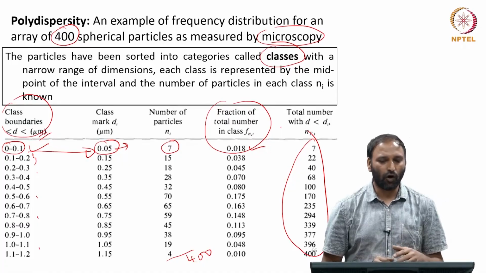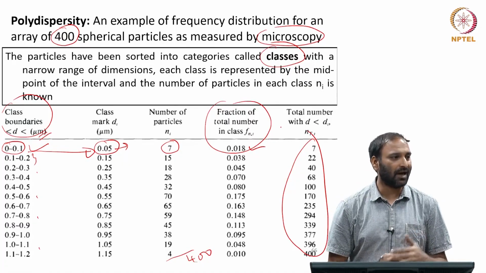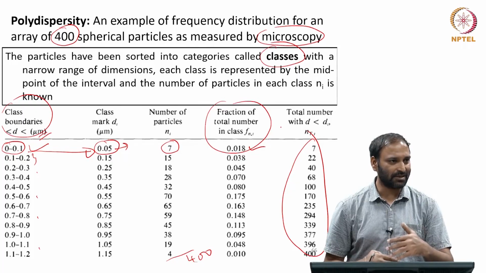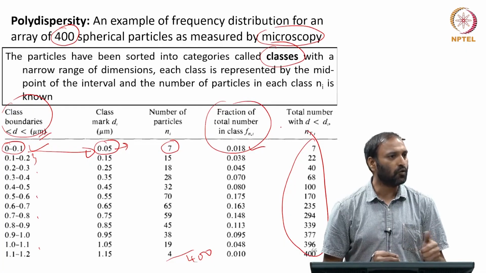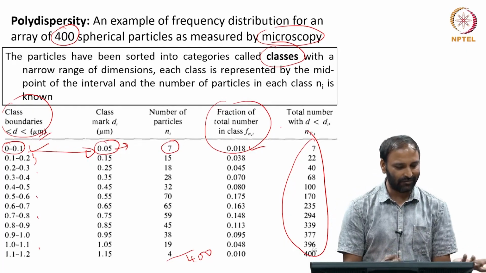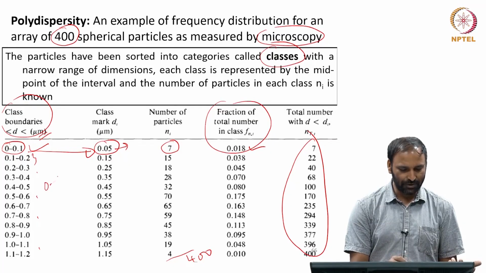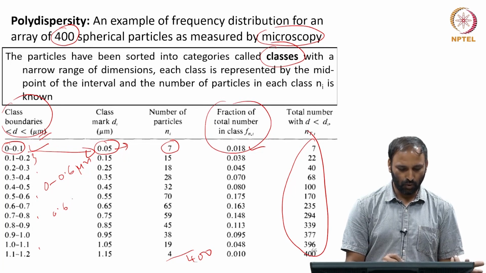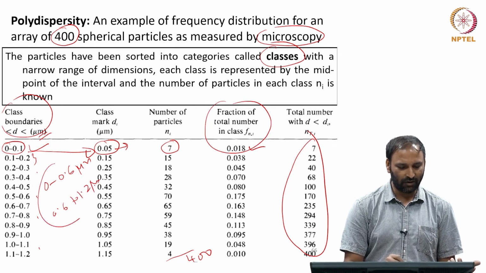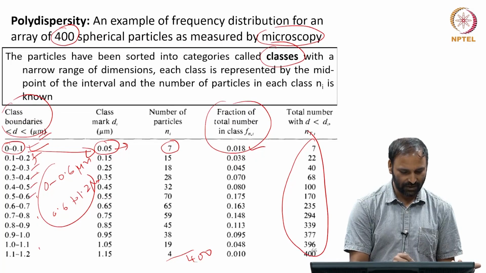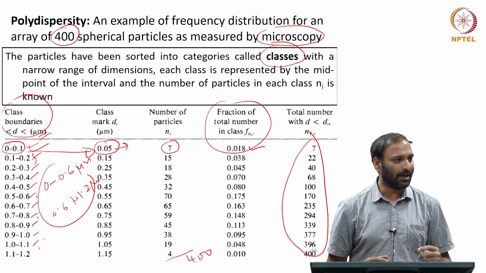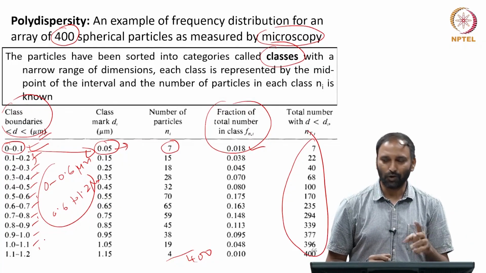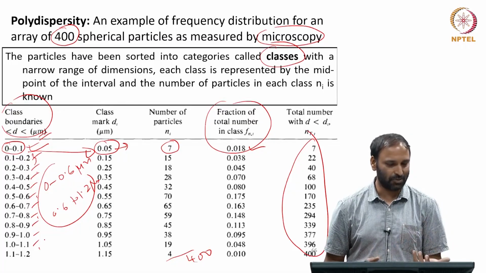Now you will always have a question as to how many classes I should divide the entire particle size distribution into. You should not go for too few classes. For example, I can't say I want 0 to 0.6 micrometer as one class, and then 0.6 to 1.2 micrometer. Here you have 12 classes, but I can't say I'll only take 2 classes, because if you do that, you're going to end up with not a good representation of the size distribution that you have.